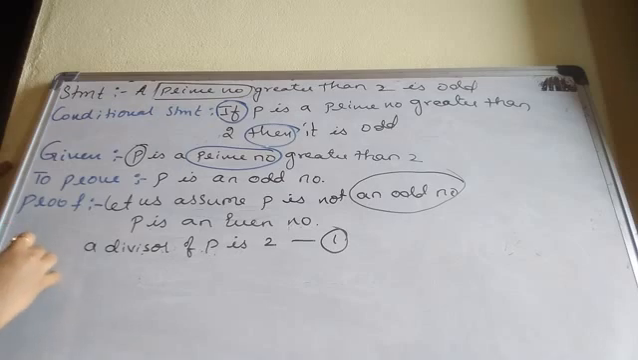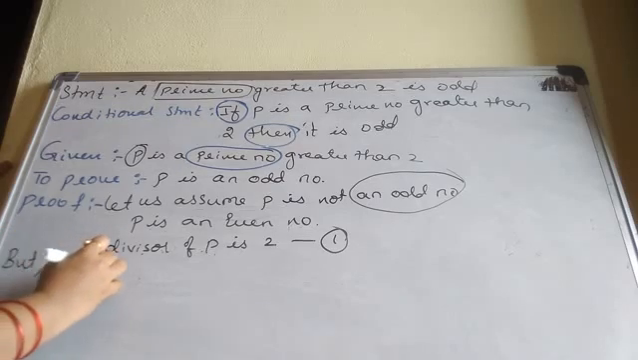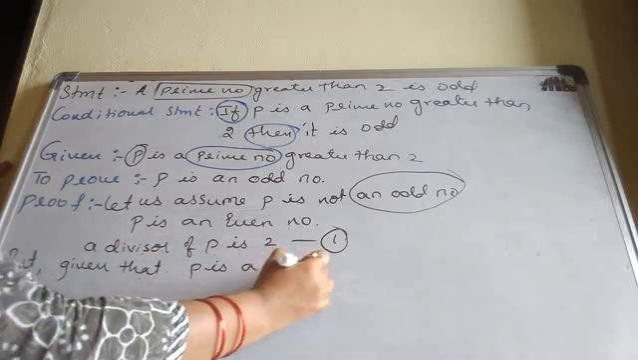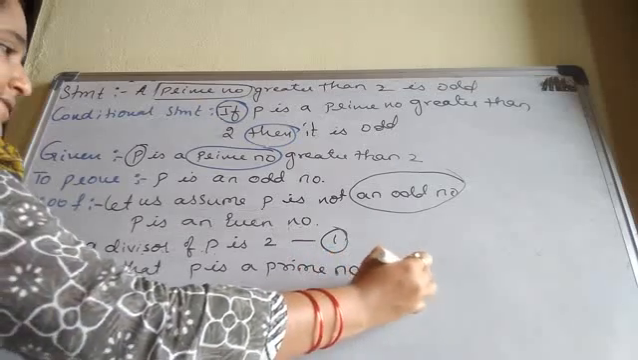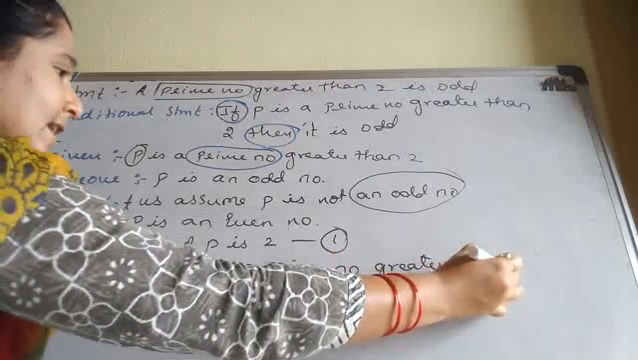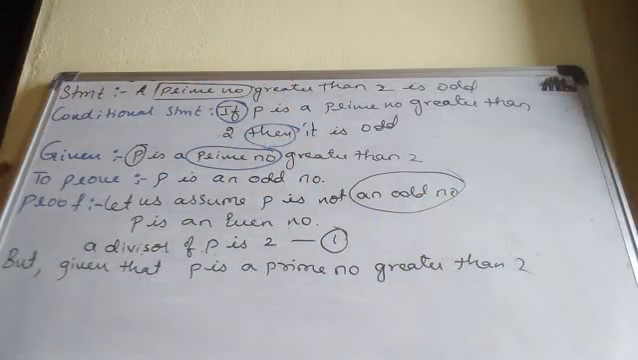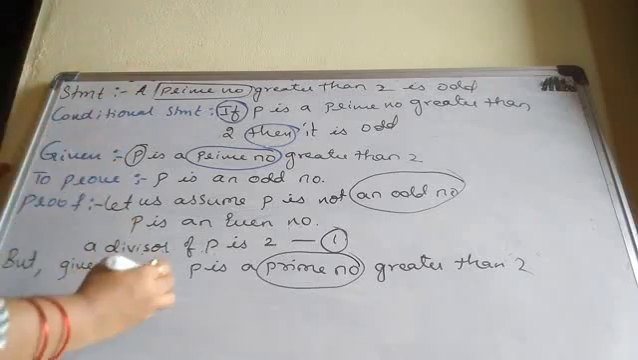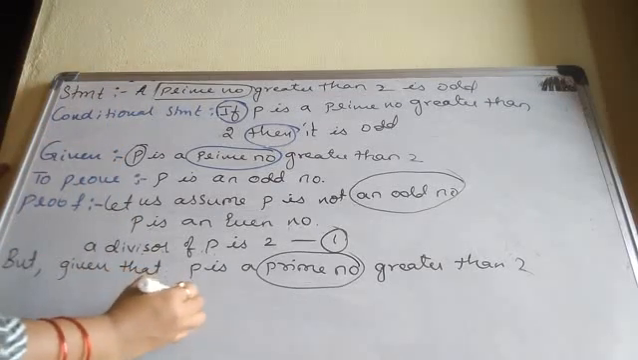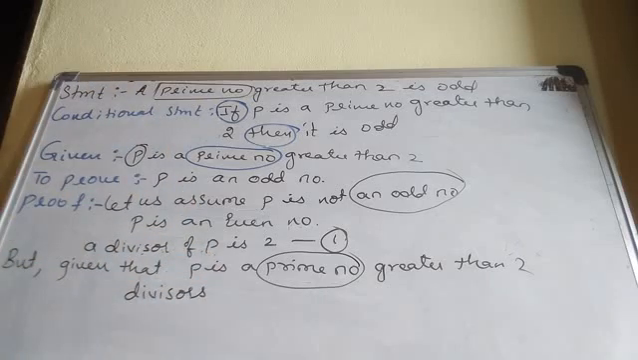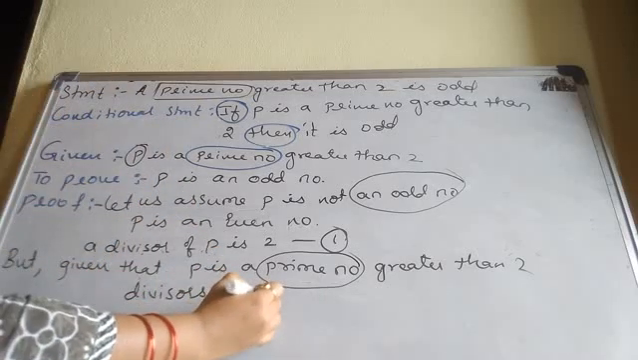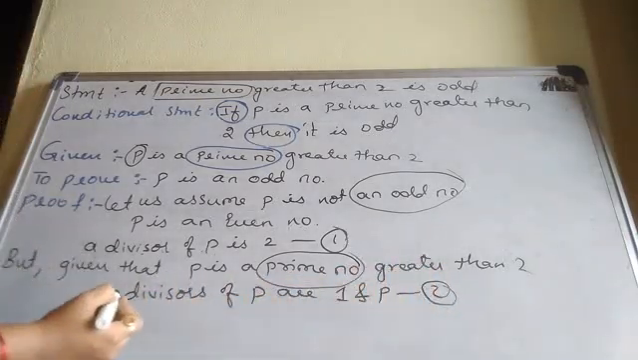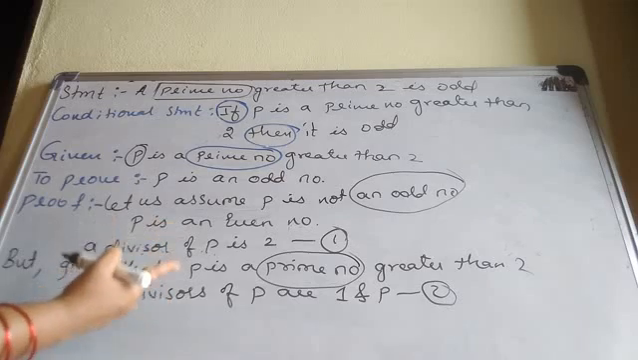But, given that P is a prime number which is greater than 2. Prime number definition: it has only 2 factors. So here the divisors of P are 1 and P. This is condition number 2. How did we get this one? From the definition of prime number.